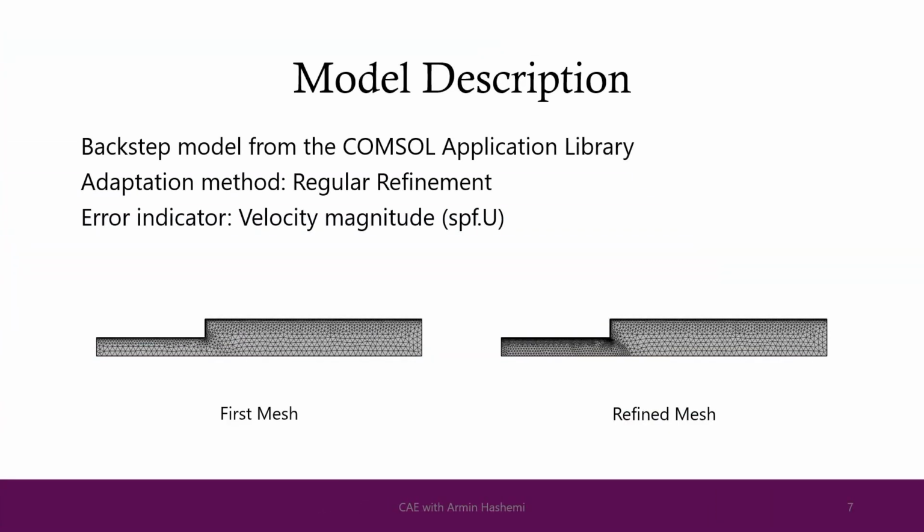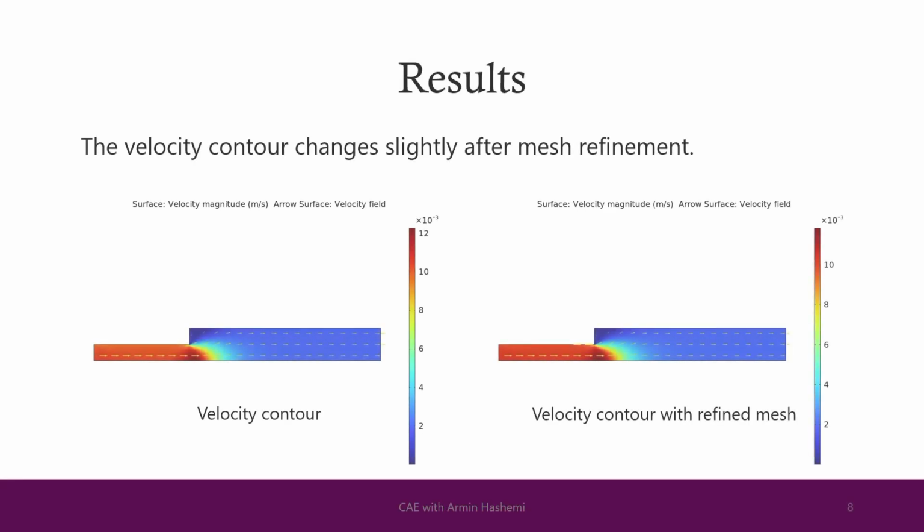For this example, I'll use the backstep model from the COMSOL Application Library. For the mesh adaptation, I'll select Regular Refinement as the adaptation method. As the error indicator, I'll use the velocity magnitude, represented by spf.U. This means that the mesh refinement will be driven by the velocity field, with greater refinement in regions where the velocity changes or reaches higher values. After applying the mesh refinement, we can see that the velocity contour changes slightly compared with the original mesh. That explanation is enough. Let's get started.